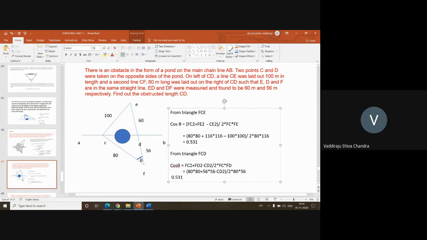0.531. You have calculated it above already. Okay. Now tell me the right hand side value: 80 by 80 plus 56 by 56 minus CD square, by 2 into 80 into 56. What is the value?